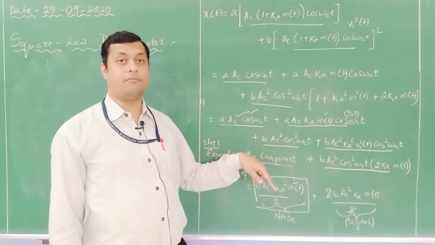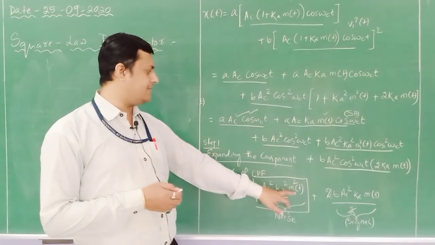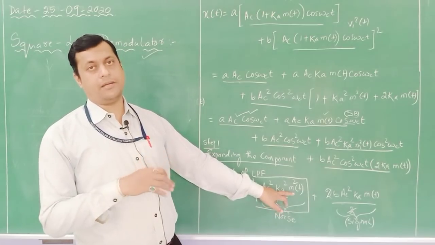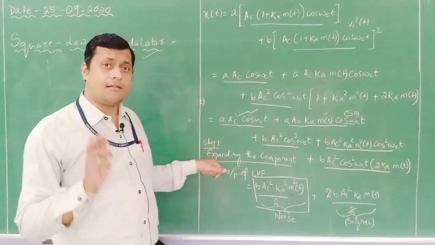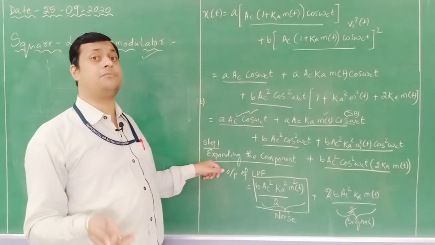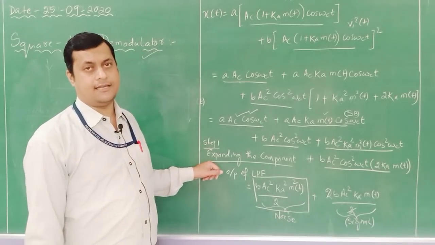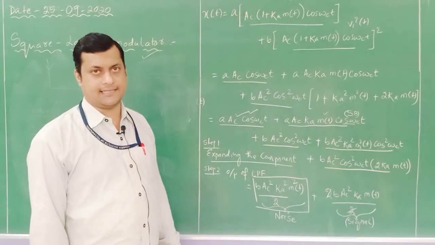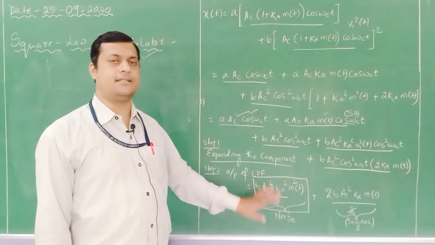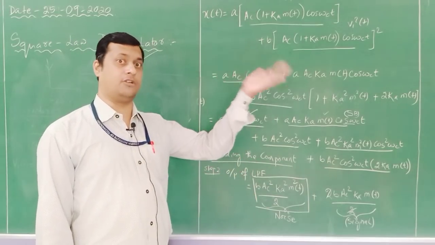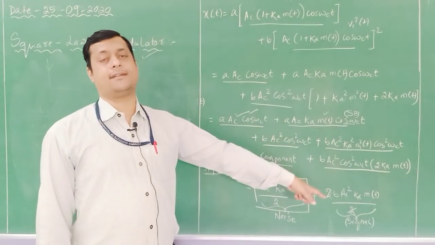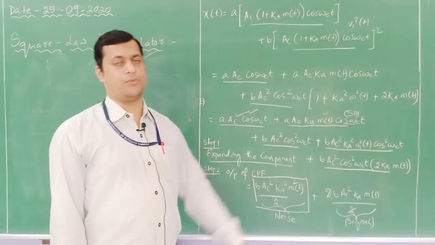Now this m square of t is the harmonic component. If you expand this m square, you will get some harmonic component: one DC component, one harmonic component. Now that harmonic component acts as an unwanted signal, which will hamper the modulating signal. So this whole factor is called noise. Noise means an unwanted signal, the harmonic component of our modulating signal, which will deteriorate the signal quality we are getting at the output of the LPF.